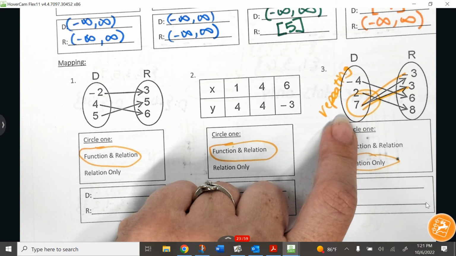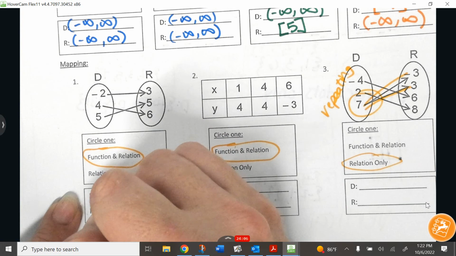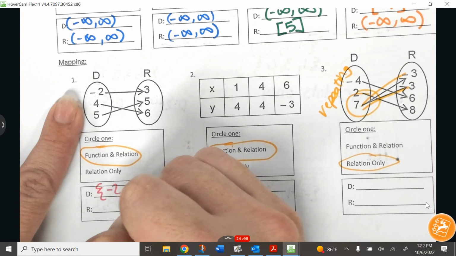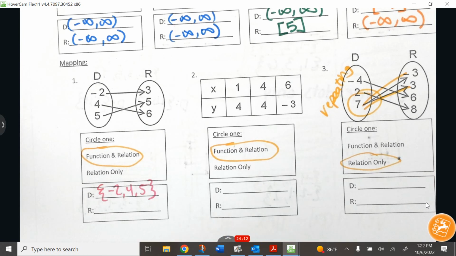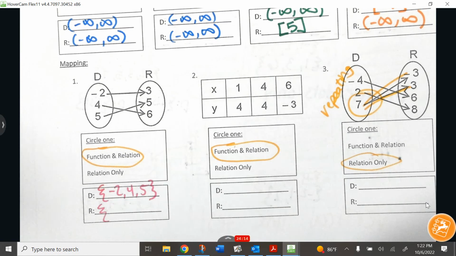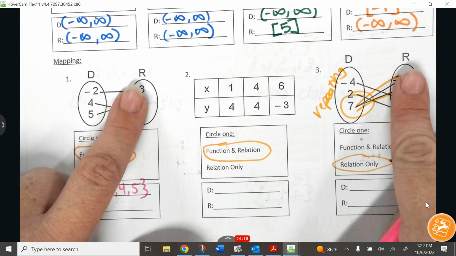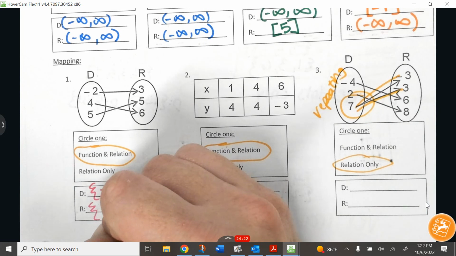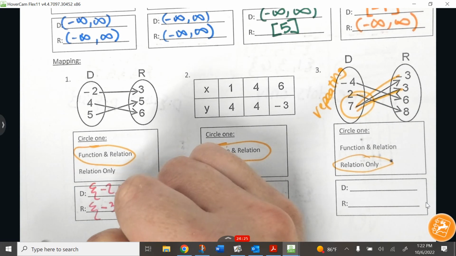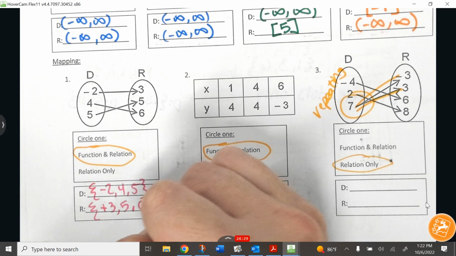because it repeated. Okay? Now the nice thing here is domain is literally just -2, 4, 5. It's listed for you. Range. And the nice thing about mapping is these two and these two kind of is that they should be written in numerical order for you, which makes life really easy. And they shouldn't be repeated. Oh, that's not a -3, sorry. +3, 5, and 6.